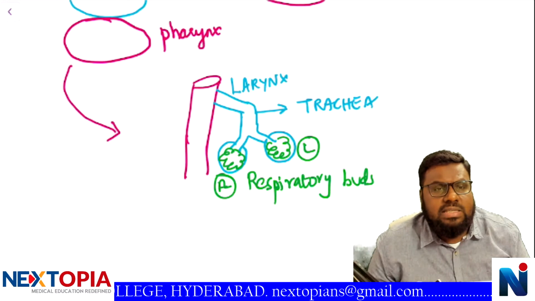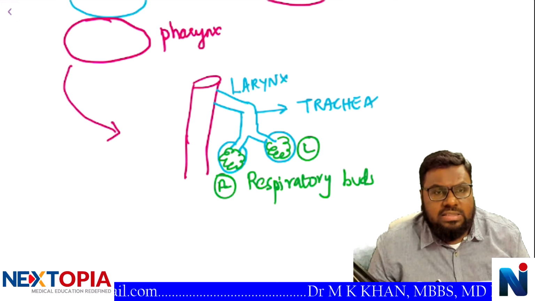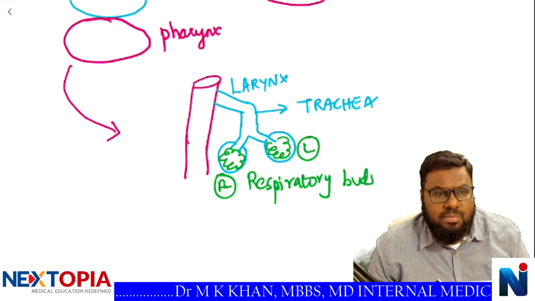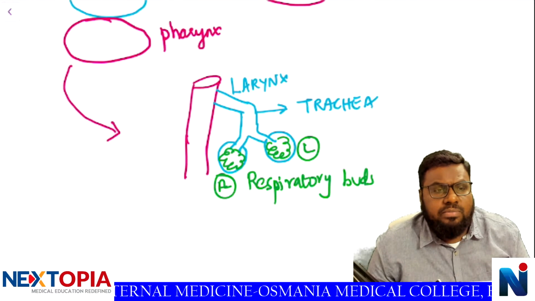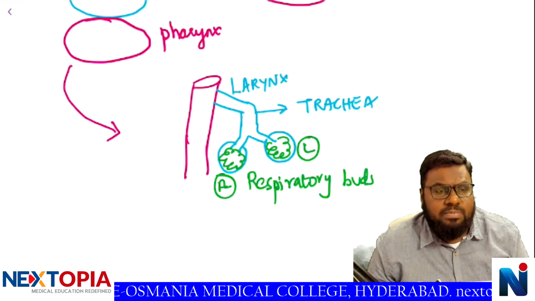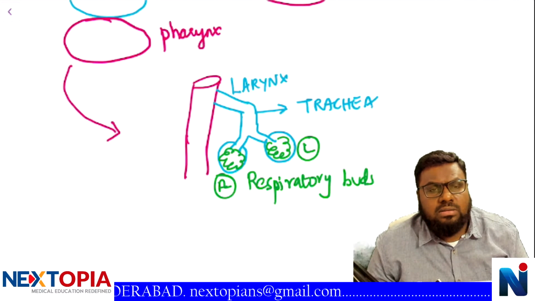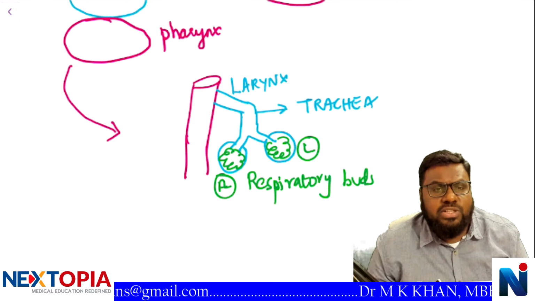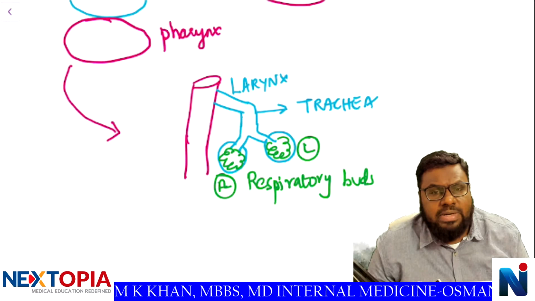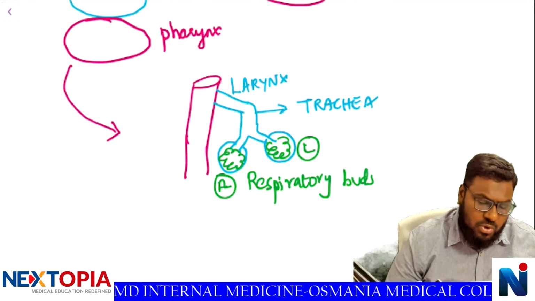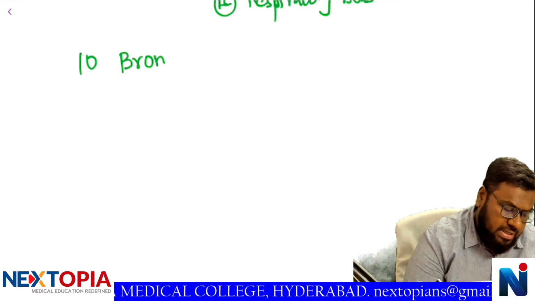So with this, we have completed the understanding of the development of the larynx, the development of the trachea, and the development of the right and left respiratory system. Then these buds are going to grow and divide into multiple branches. Each of these branches divides into segmental bronchi, then into bronchopulmonary segments. Each lung has 10 bronchopulmonary segments.